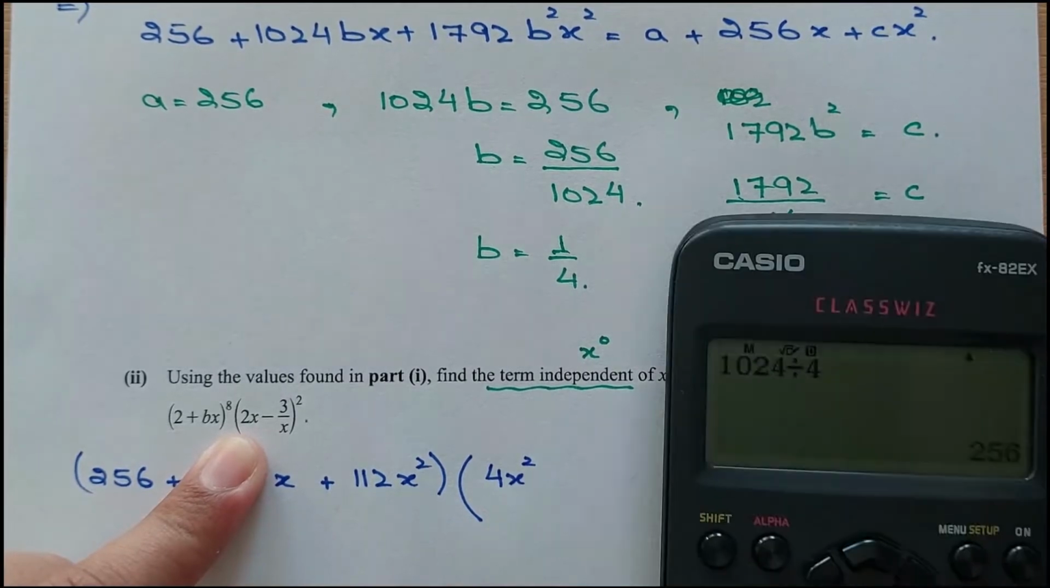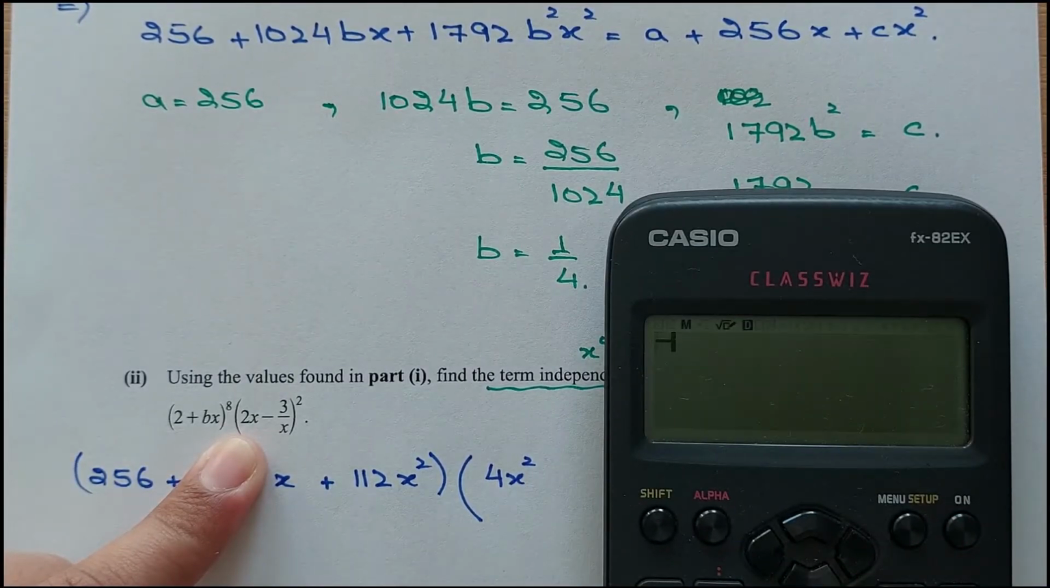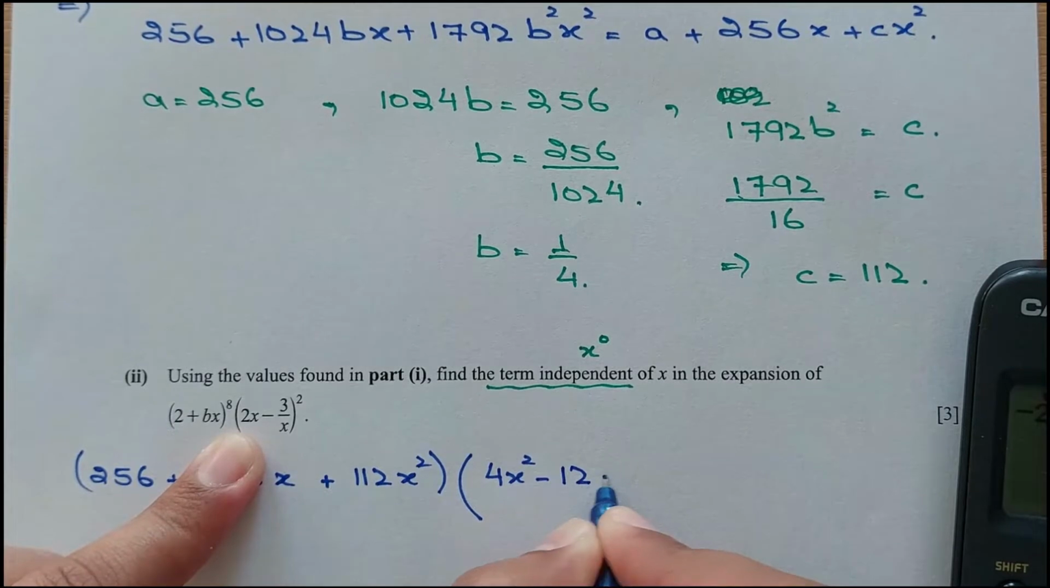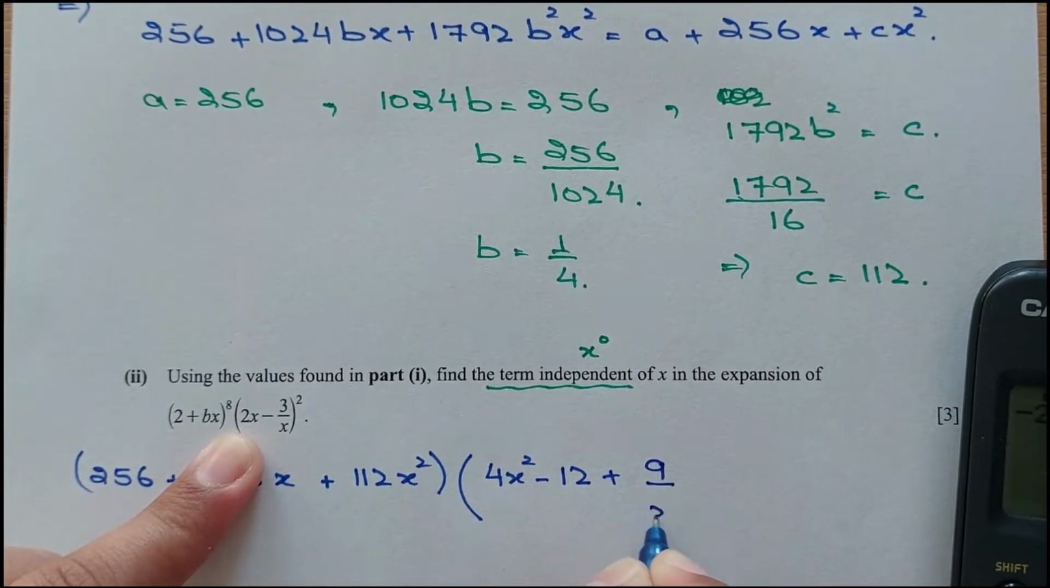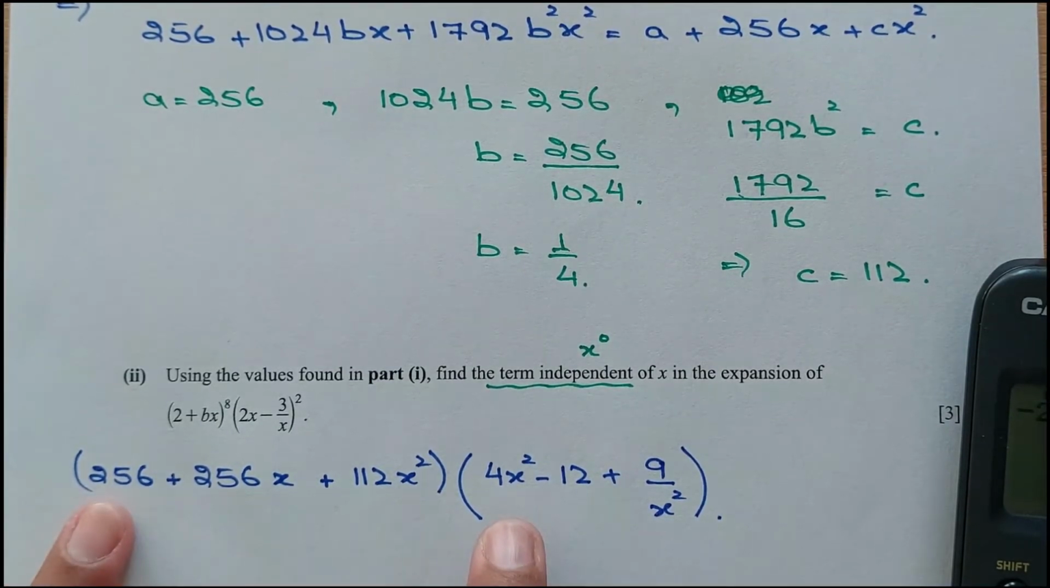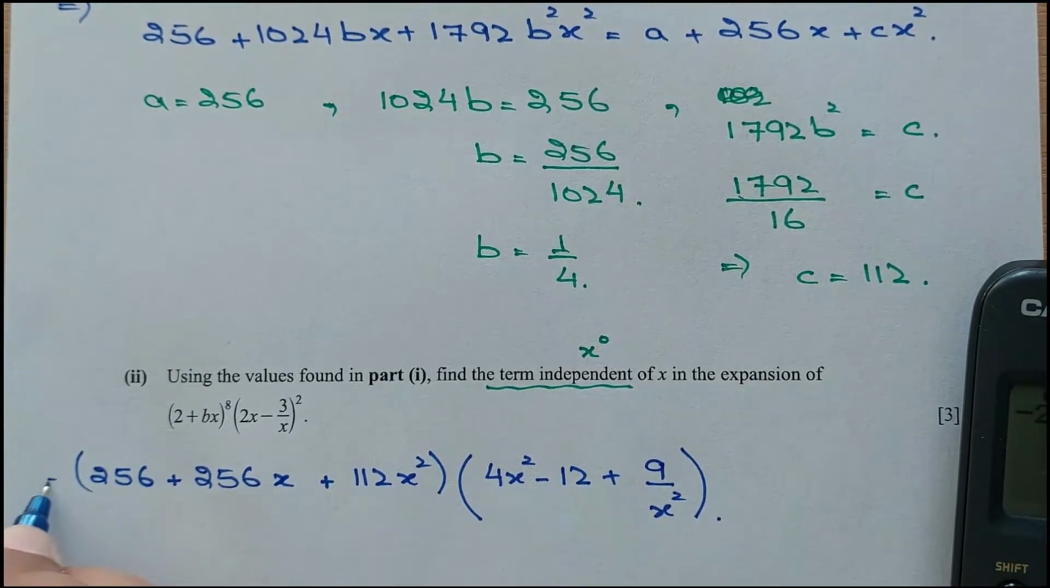And minus 2ab. So minus 2 times a times b, that is minus 12, and x is cancelled with x. Plus 3 square is 9, x square is x square, right? Now we need to find the term which is independent of x. So if 256 is multiplying with x square, we will get x square. So this is independent of x term.